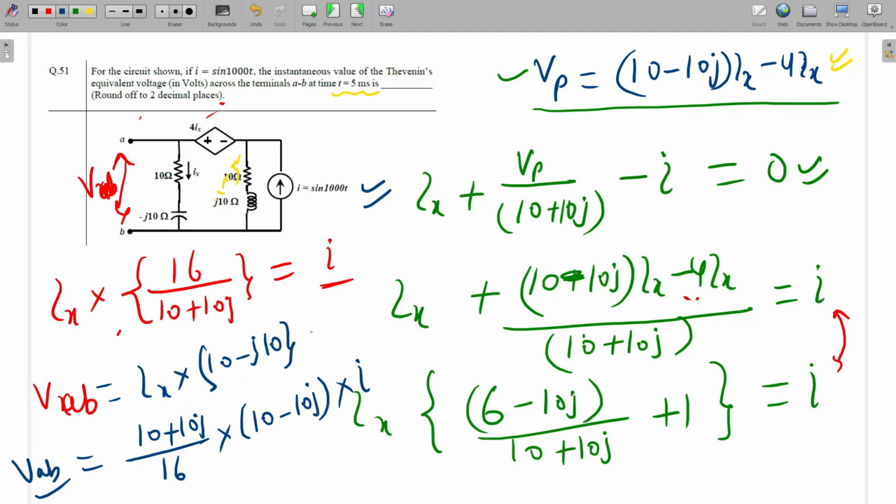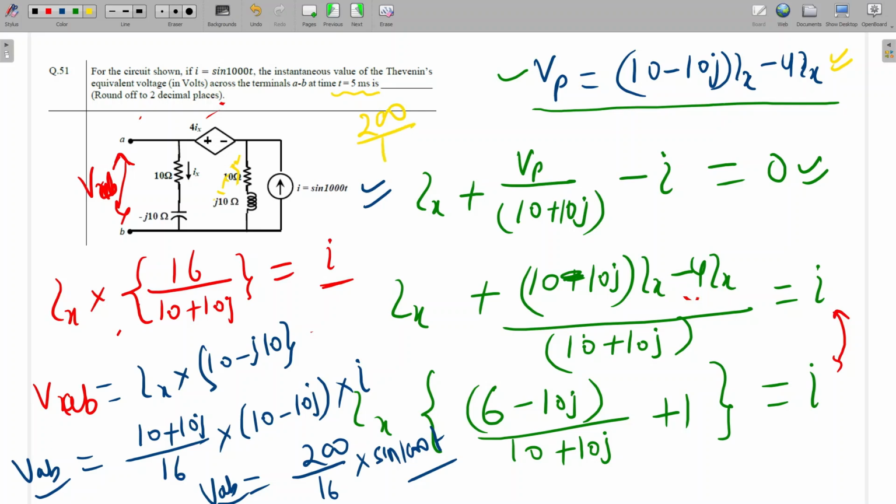Is it clear to all? See, what will be this (10 plus 10j) times (10 minus 10j)? It will be a square minus b square, so it will be 200 divided by 16 into I. I is sine 1000t. So this is the final equation for VAB. Is it clear? So at t equal to 5 milliseconds, we can calculate the value.